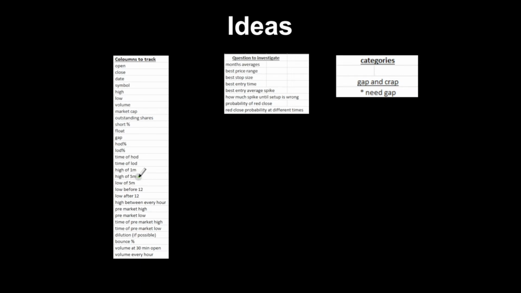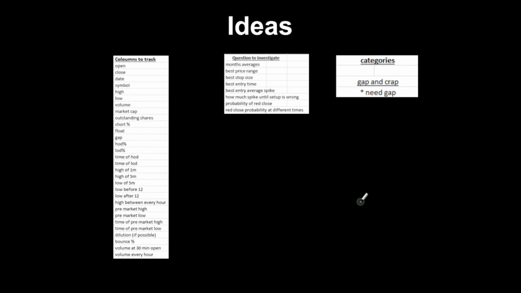High of the first minute and high of the fifth minute. This is pretty much just opening range, but I have found it to be kind of useful. It isn't something you could base a whole trade on, unless you're doing an opening range thing for SPY or something, or going long straight out of the open. But it is useful. Some of these things are just more niche, but they can be useful to setups. Now, low before 12 and low after 12.